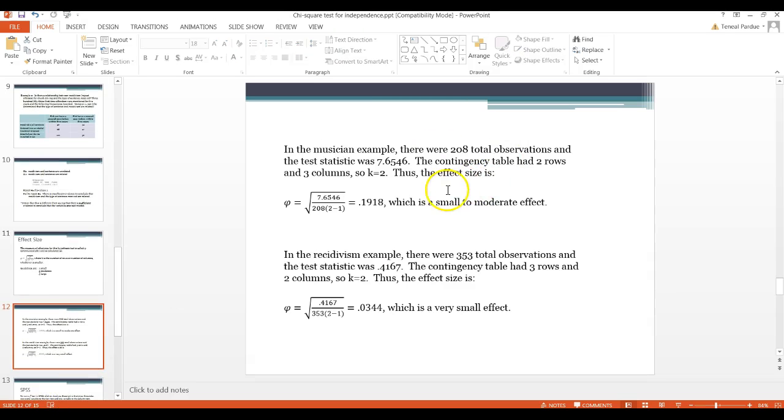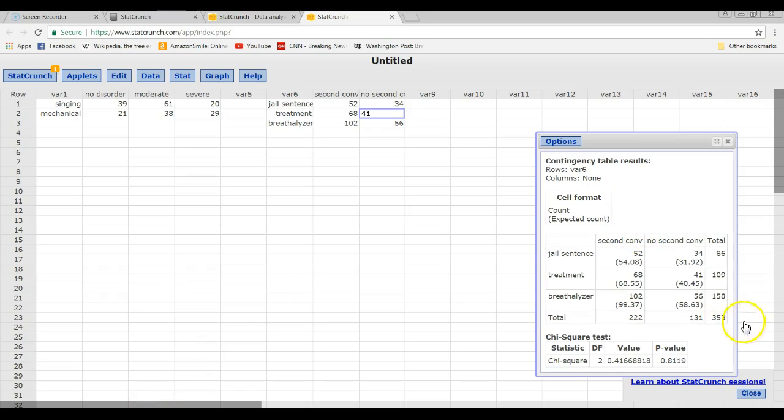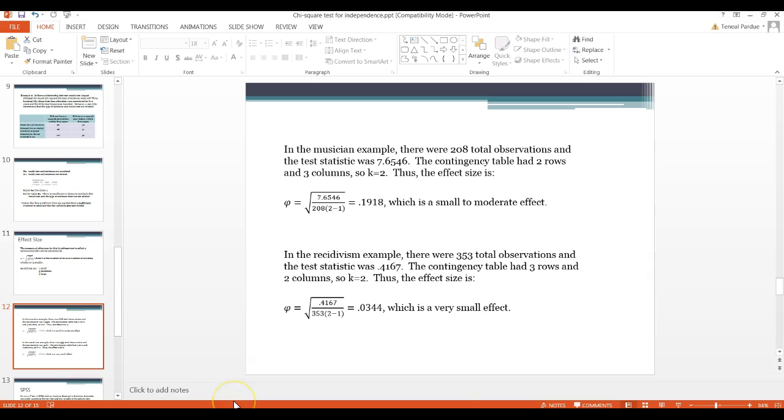So let's do an example. If we look at our first example, the musicians, there were 208 total observations. And you could get that by looking at the output from StatCrunch. It tells you in the output what the total values are. Or you can just add up the cells. So there were 208 observations. The test statistic was 7.6546. So the test statistic goes in the numerator. The sample size goes in the denominator.